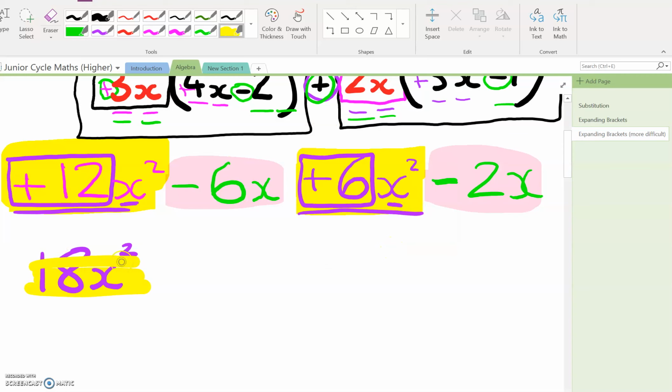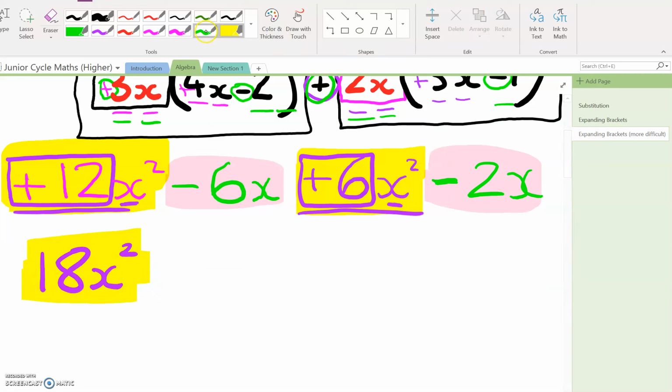Whoopsie daisy. Oh yeah, that's highlighter. That's okay. Is it? No, better rub that out. And get a highlighter for ourselves. There we go. Still not a highlighter. Highlighter. That's our x squared bit done.